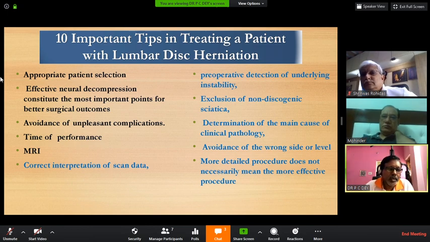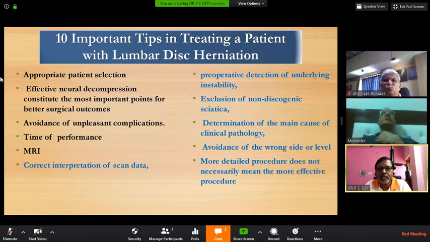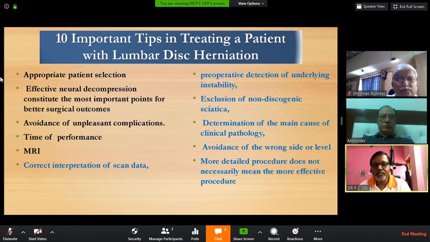Then the correct interpretation of the scan and the preoperative detection of underlying instability. If there is no instability, we should proceed. Also the exclusion of non-discogenic sciatica, or determination of the main cause of the clinical pathology, and avoidance of the wrong side or wrong level, and how to do that in the endoscopic technique, because you are approaching from one side. So a more detailed procedure does not necessarily mean a more effective procedure. As Dr. Rohidas told, it is maximum invasive inside, though it is minimum invasive outside.